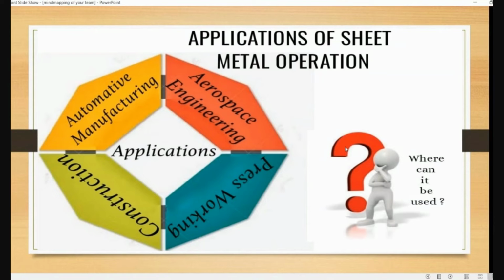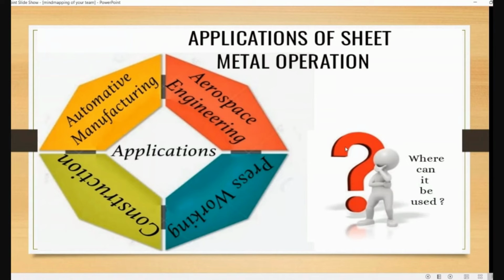First, automobile manufacturing. Sheet metal operation is extensively used in the automobile manufacturing industry. The majority of automobiles contain sheet metal that has been shaped through various metal forming processes. The metal forming process is the only way that sheet metals can be shaped into such intricate parts as automobile body panels, which often consist of multiple shapes and contours.